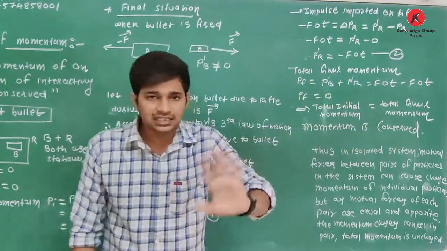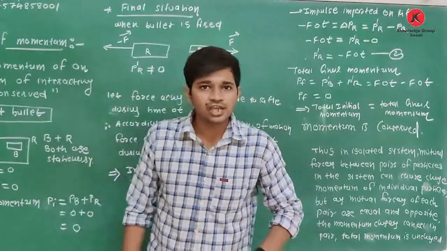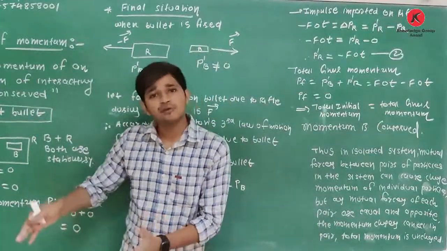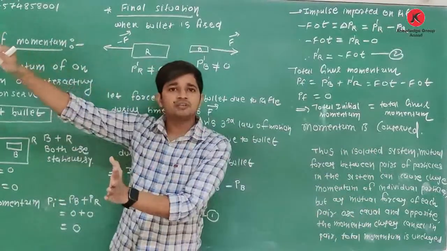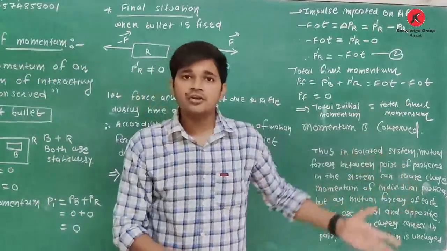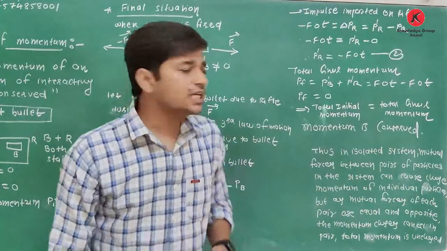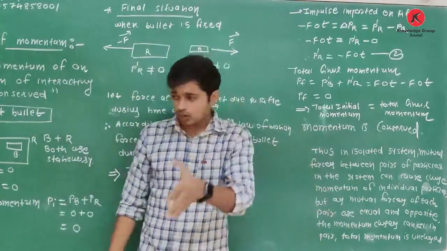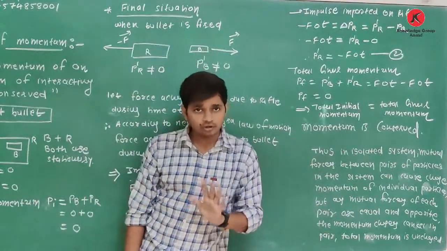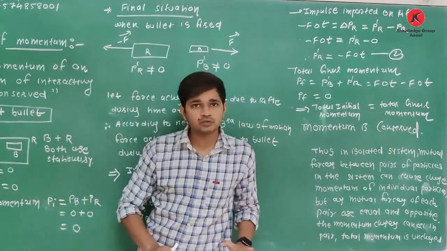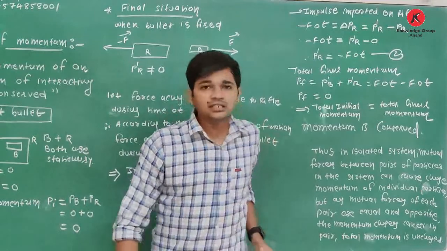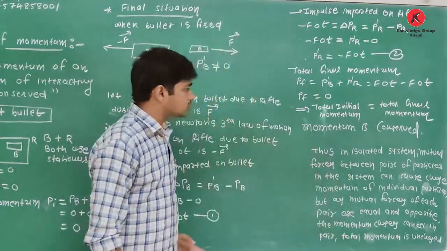In all cases, momentum is not 0. If we have initial momentum 500, then final momentum should be 500. If initial momentum is 100, then final momentum is 100. Clear about this? So it is not necessary that momentum is always 0. It is one example in which momentum is 0.